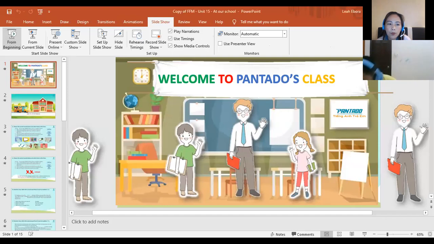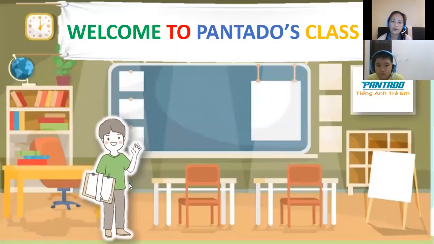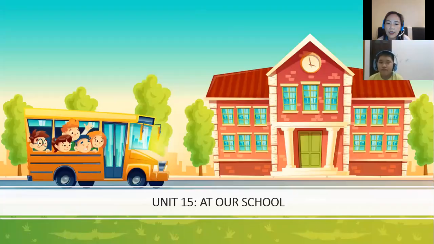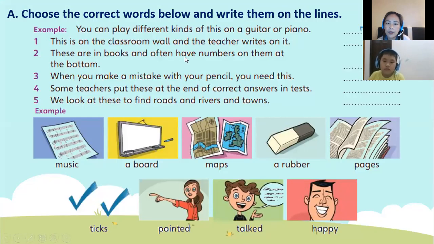Okay, baby, let's start our lesson. Ready? Okay, lesson. Unit 15. Can you read it? What is the title? At your school. At our school. Okay, hold on, baby. Let me double check the lesson. Okay, we are correct.